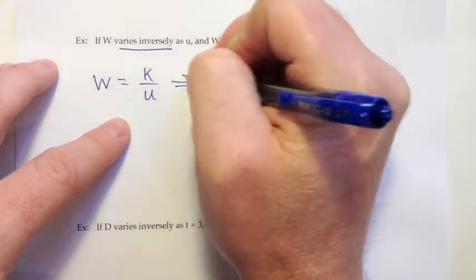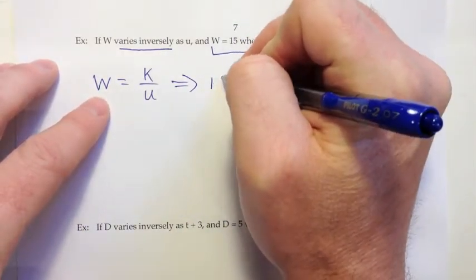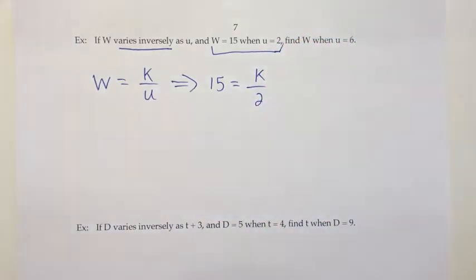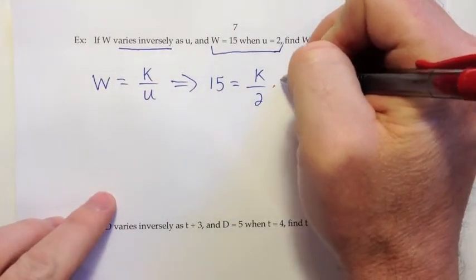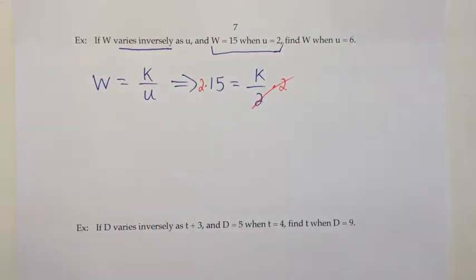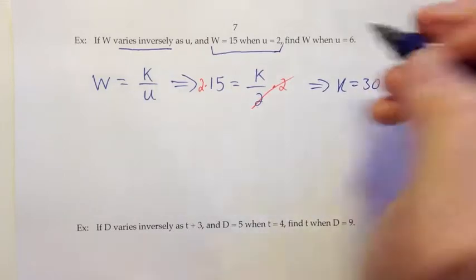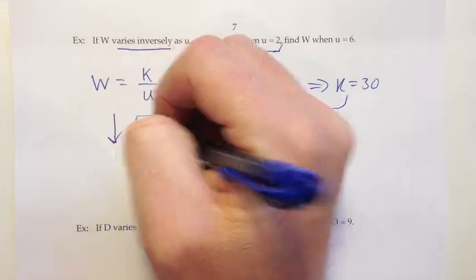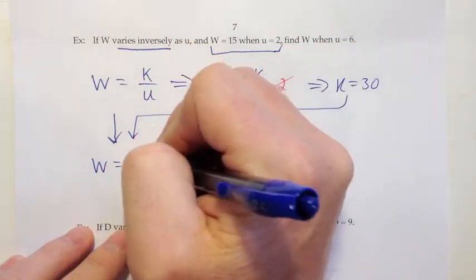And then we want to try and figure out k, and they gave us a couple values that'll help us do that. So we substitute in the 15 for the w and the 2 for the u. And then we want to try and solve for k. We want to get rid of this 2. Currently that's dividing into k, so we do the opposite, which is multiplication. That cancels off the 2's. And we get k equals 30. And then like we did in the previous ones, once you've figured out k, you use that to write your new equation. So w is equal to 30 over u.